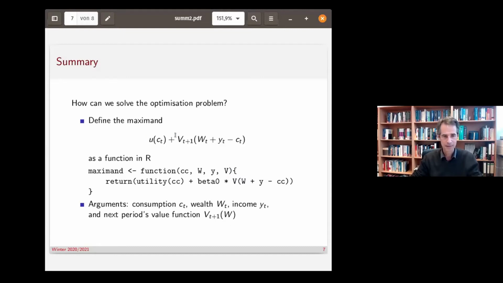And again, the discount factor is missing. So it's the current utility plus the discounted value of next period. And next period's value function is V. That's the one which is here given as an argument of the function. Okay, so the arguments are consumption, over which we maximize, then wealth, income, and next period's value function.